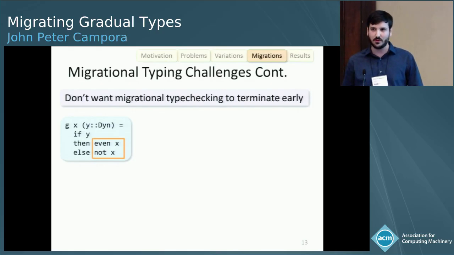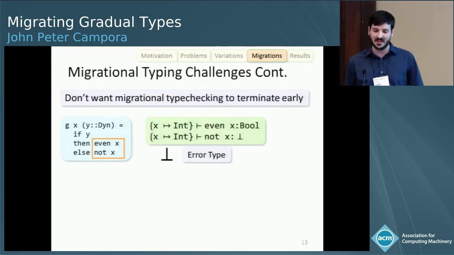One way to get rid of early termination is to introduce error types. As we have certain judgments in our type system where we try to migrate X to use the type int, we can have not X have an error type to indicate that we're going to continue the typing process, but that something went wrong along the way, and we'll keep propagating this error type throughout the typing process.